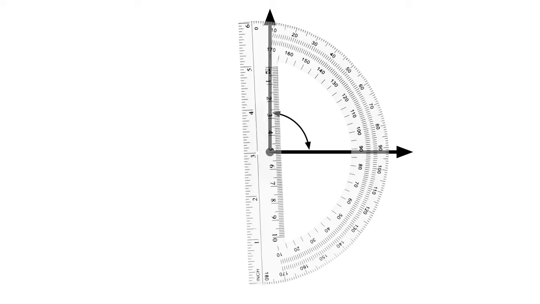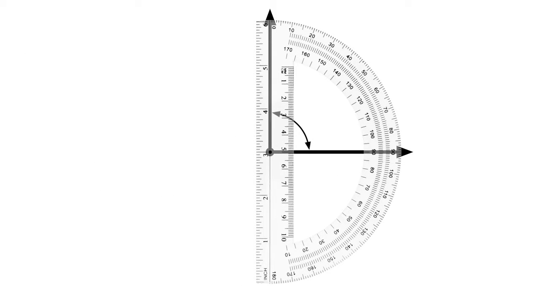Start by lining up the zero line on the protractor with the side of the ray that did not move, so the center is on the vertex of the angle. The angle measure is 90 degrees.